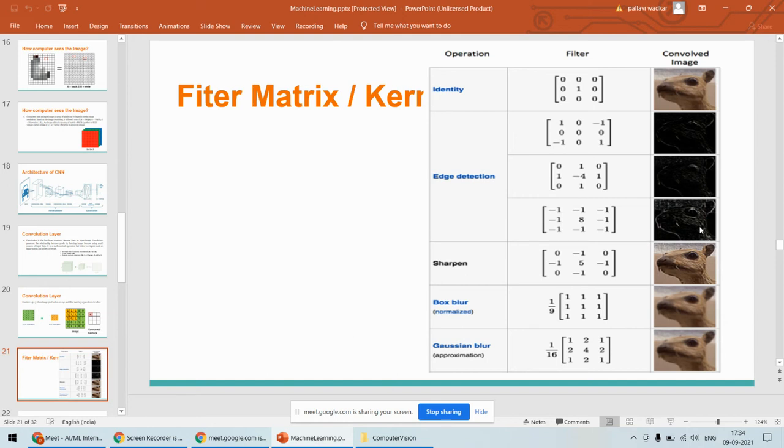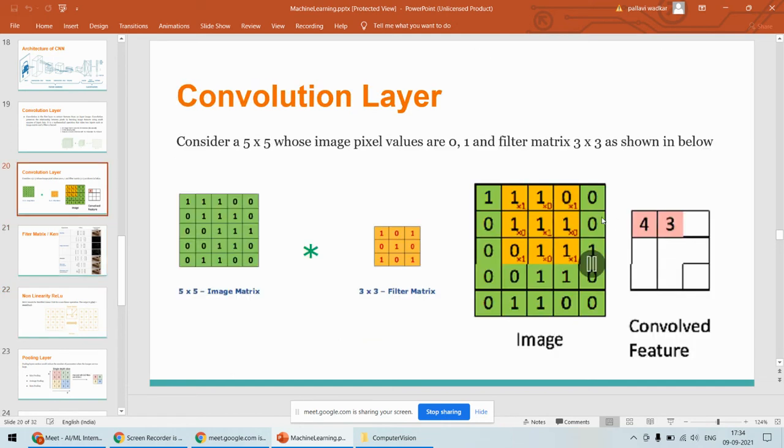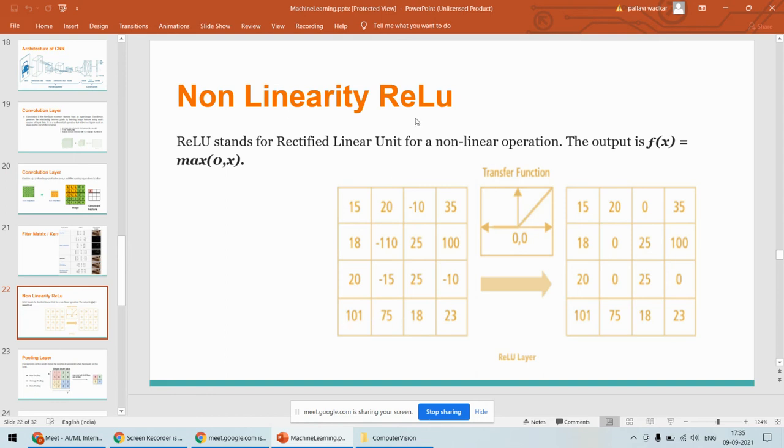Now once we obtain some features, the next step is the non-linearity ReLU operation, where ReLU stands for rectified linear unit, a non-linear operation. Basically its equation is f of x equal to max of 0 comma x. Now whatever we obtain, this is the convolutional feature, the result of convolution. That will be passed through this ReLU activation function, and ReLU is nothing but f of x equal to the maximum of 0 and x.